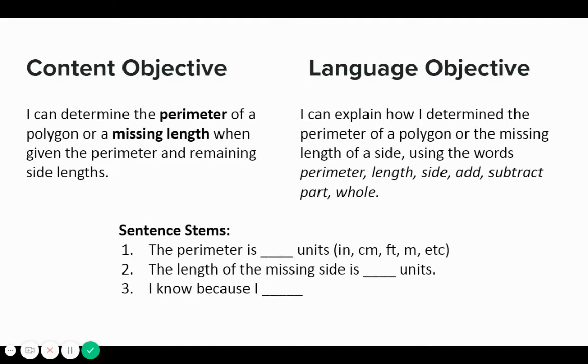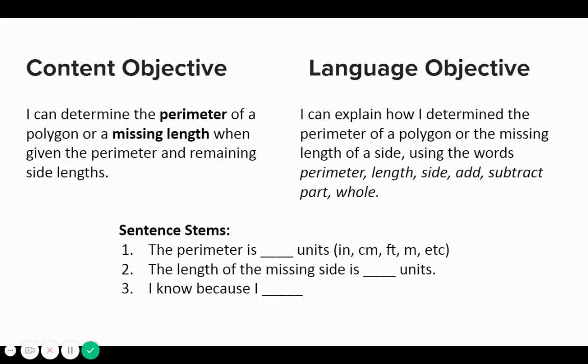And the language objective is: I can explain how I determine the perimeter of a polygon or the missing length of a side using the words perimeter, length, side, add, subtract, part, and whole. Those are vocabulary words for this lesson.